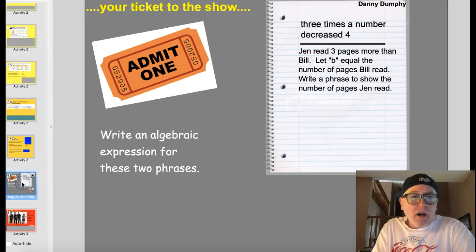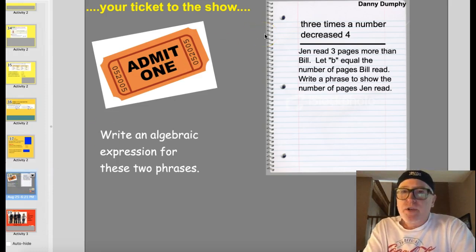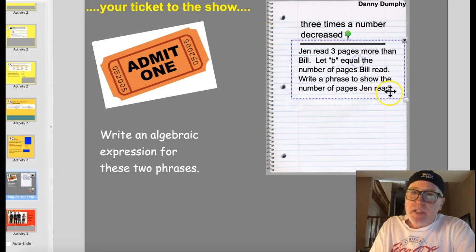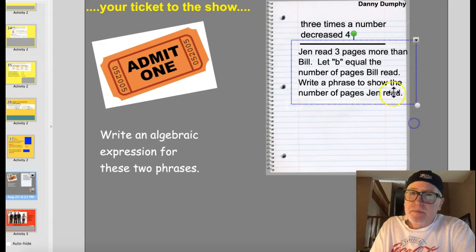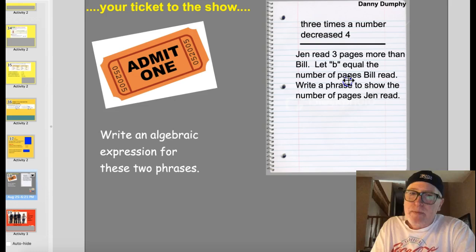Let's get to our ticket to the show questions here. I can make this probably a little bit bigger. 3 times the number decreased by 4 is your first one. I would like you to write an algebraic expression for. The next one is Jen read 3 pages more than Bill. Let B equal the number of pages Bill read. Write a phrase to show the number of pages Jen read.